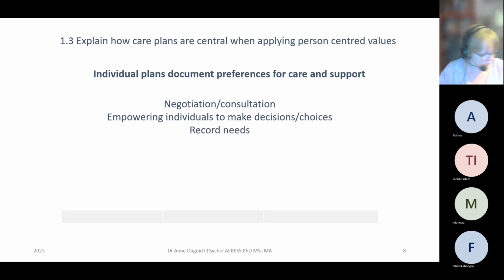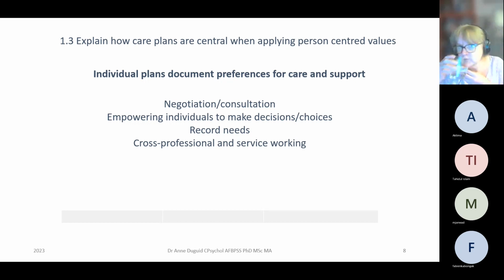And then you have to record the needs. You have to make sure that in the records you have a copy of what their preferences are and what they like. You're going to make sure that you're working with other professionals so you can identify how best to meet the needs of these individuals and what their preferences are, because some people have very strong preferences.